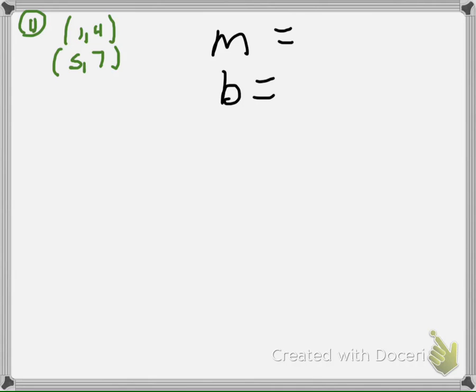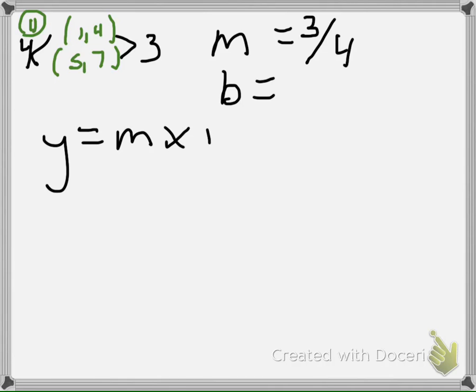Okay, change in y. 3. Change in x. 4. Change in y over change in x. 3/4. I'm just going to leave it like that. I know the decimal is 0.75, but I'll leave it that way. Y equals mx plus b. Let's get the three things. 1, 2, 3.